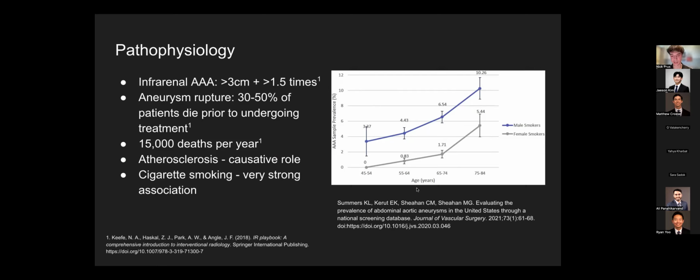This is a graph from the JVS journal. It indicated prevalence among AAAs and compared male smokers and female smokers. So let's just look at one point. If you're a male smoker and you're approaching the age of 80, then there's around a 10% chance that you have a AAA, which is quite a staggering number.